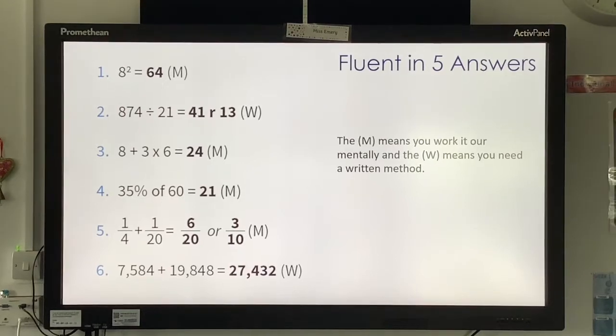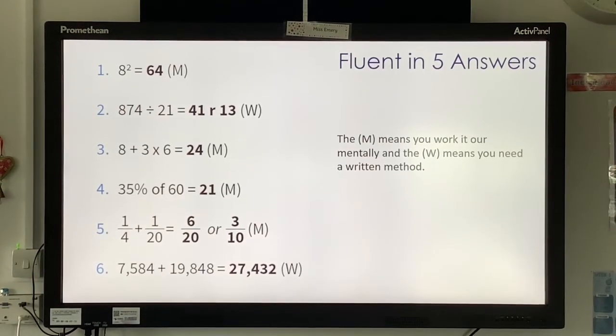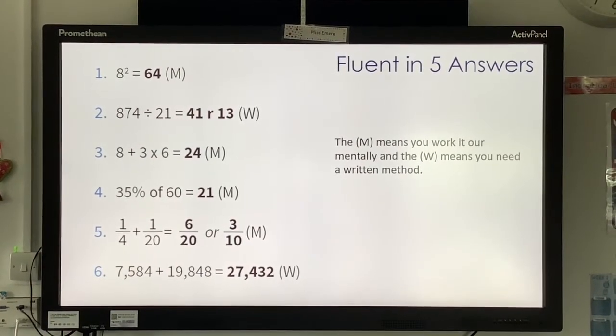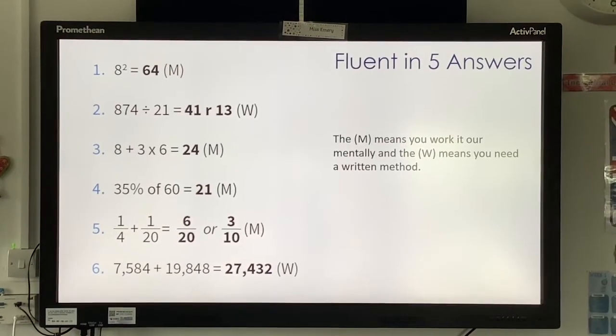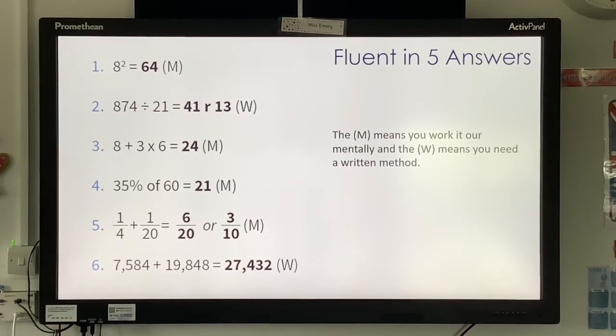And number 6, 7,584 plus 19,848 is 27,432. Well done if you got those right.